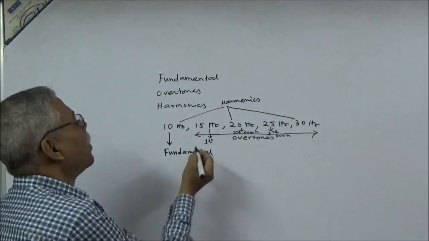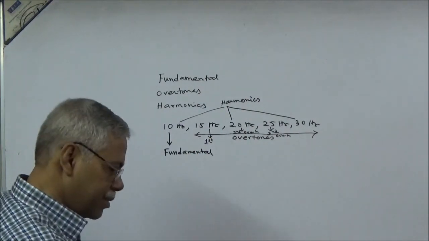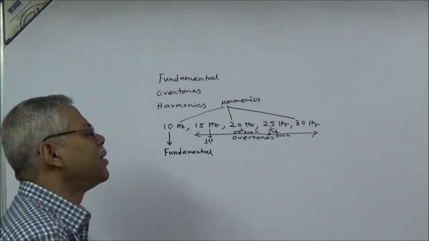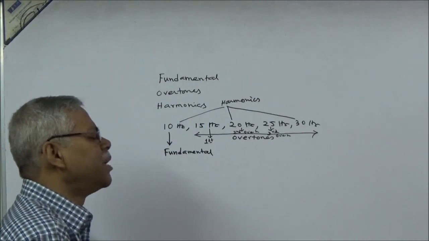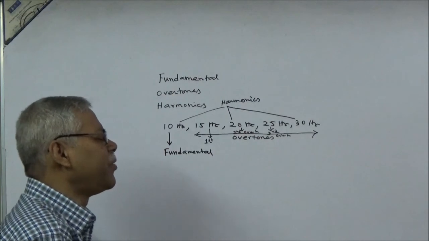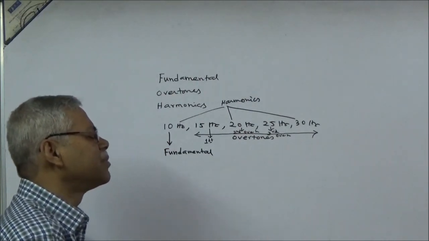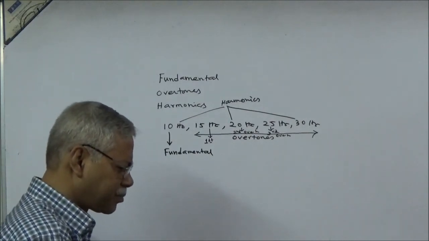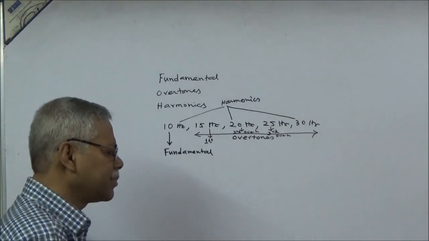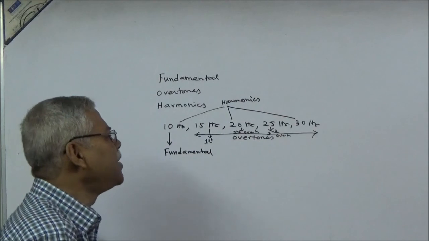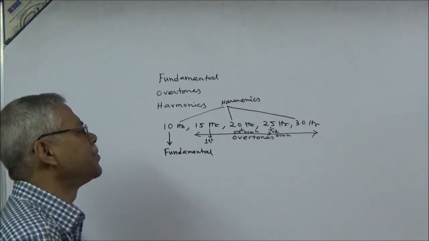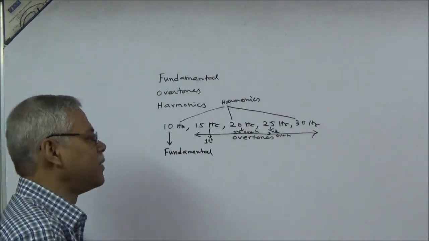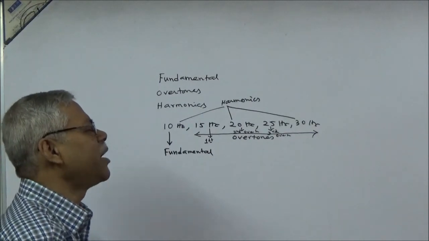Harmonics. Okay. So now write the minimum. First you write: a body produces different frequencies depending on different modes of vibration. The minimum frequency at which the body can vibrate is called fundamental.